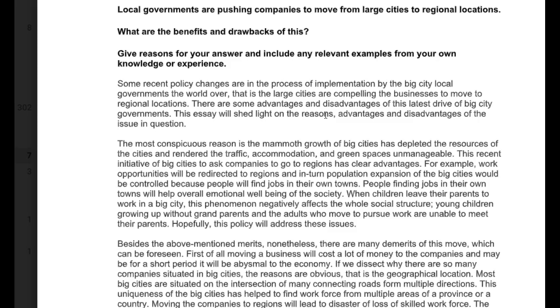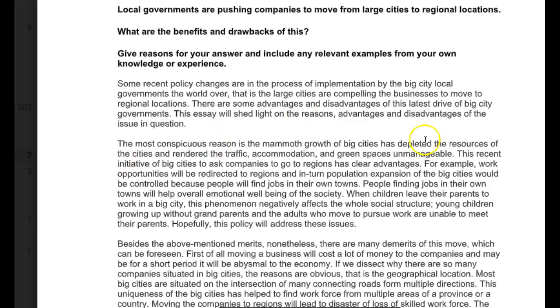Be careful, because this isn't a what are the reasons and what are the solutions, or what are the reasons and is this good or bad, but they just want to know what are the benefits, what are the drawbacks. So I think what would have been a little more beneficial here is if you had said maybe that there are some advantages and disadvantages to this trend, okay?